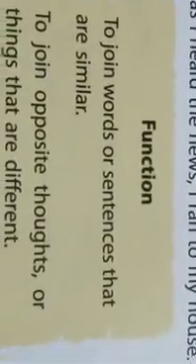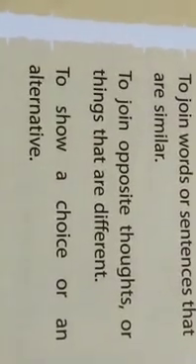Now let's revise once more. See, and is used to join words or sentences that are similar, like he is handsome and strong. But is used to join opposite thoughts or things that are different. I like cold drinks, but my sister likes tea. Or you can write, I like coffee, but my sister likes tea. Or I like to read a storybook, but my brother likes to play cricket. Like these, okay? Then, or is used to show a choice or an alternative. Okay? Would you prefer tea or coffee?